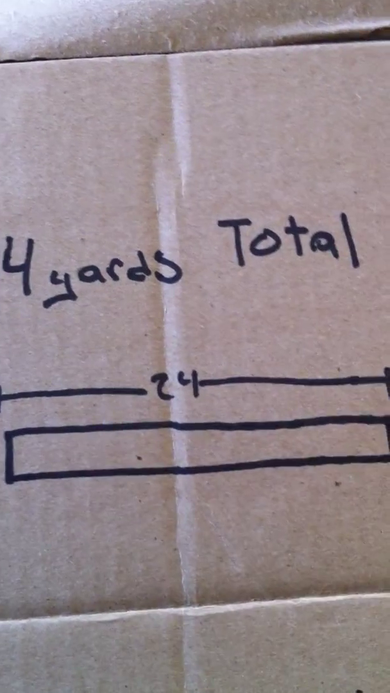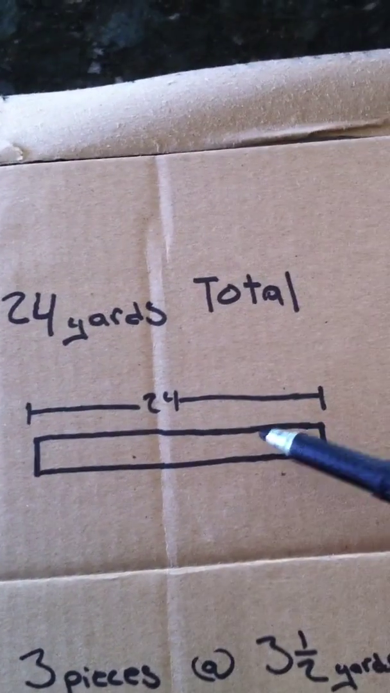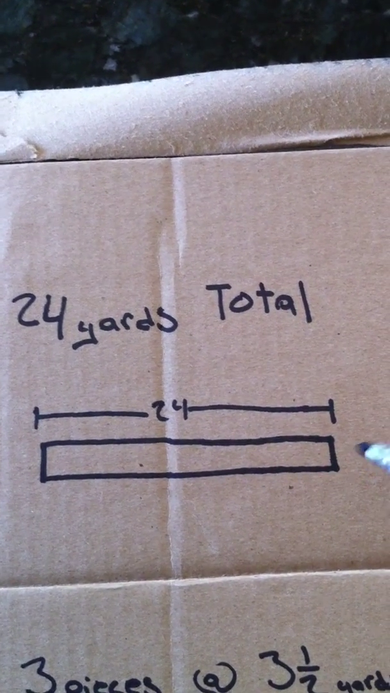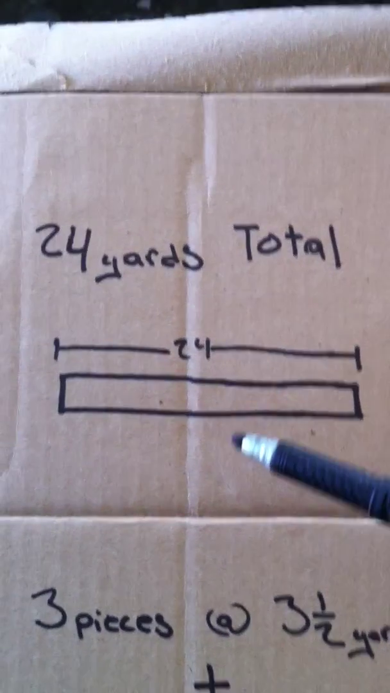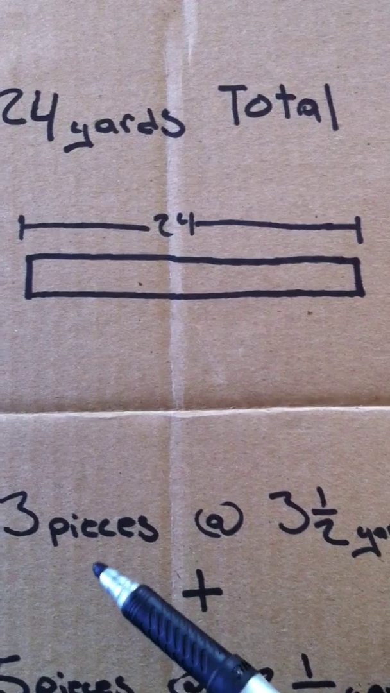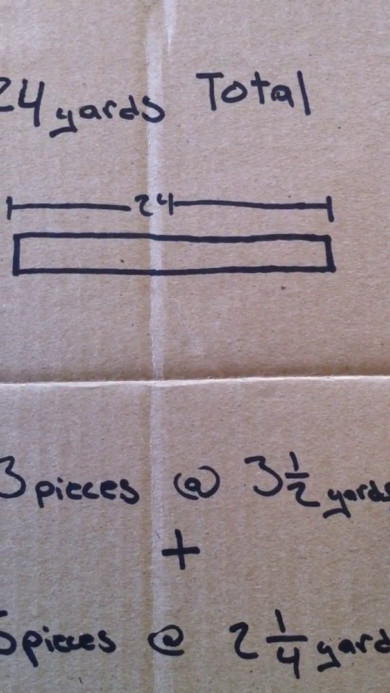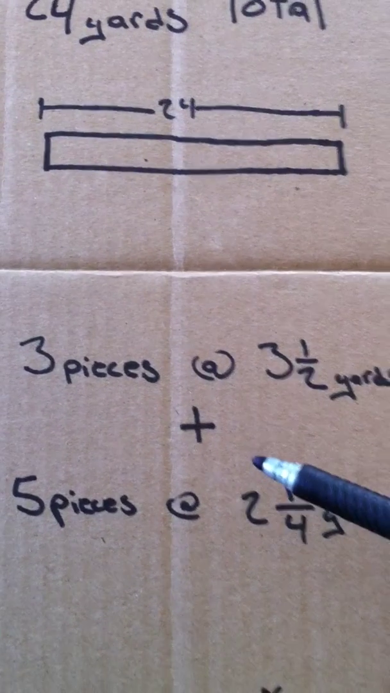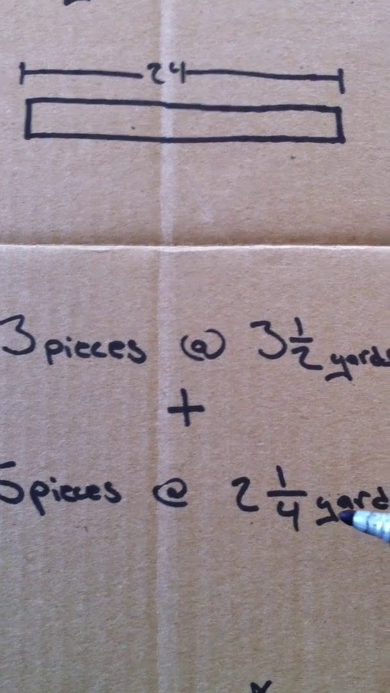So if you can visualize it, this is what it looks like. You've got a piece of cloth that's 24 yards, and you're going to remove these pieces. Basically, you've got customers. You have three customers. You have three pieces at 3.5 yards that are going to be removed, and you have another set that's going to remove 5 pieces at 2.25 yards.